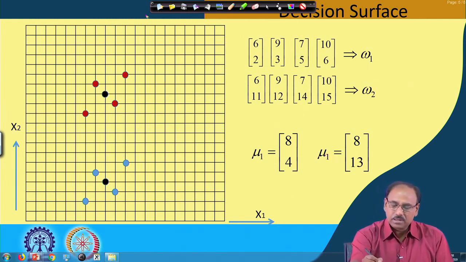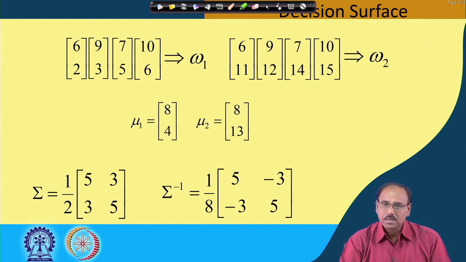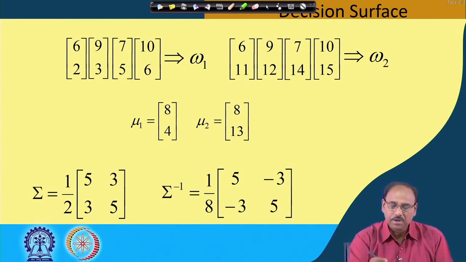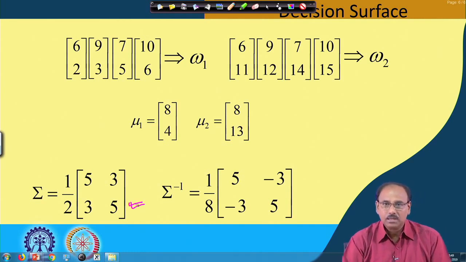Once I have this, then again as before I can compute the covariance matrices. As we computed in the previous lecture, in the same manner if I compute the covariance matrix, you will find that the covariance matrix for both the classes omega 1 and omega 2 will be half into the matrix [5, 3; 3, 5]. This is the covariance matrix that you get for both classes omega 1 and omega 2.